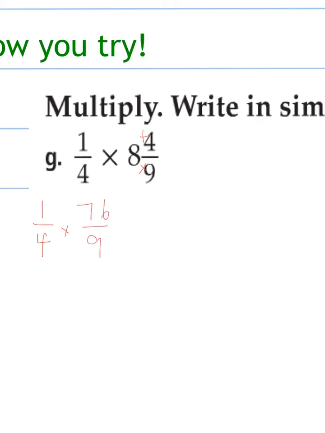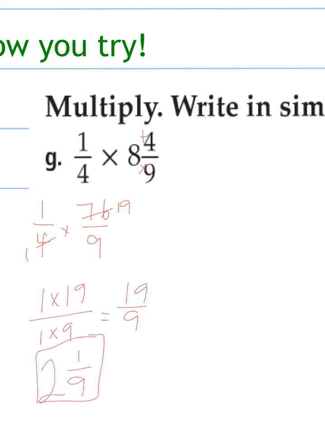Okay, now again look for those shortcuts, and I look at the 4 and the 76, and I know that they both can be divided by 4. 4 divided by 4 is 1. 76 divided by 4 is 19. So now we take 1 times 19, 1 times 9. So numerator times numerator, denominator times denominator. We have 19 over 9. We have to simplify this. How many times does 9 go into 19? Goes in there 2 times, with 1 out of 9 remaining. So there's our answer.